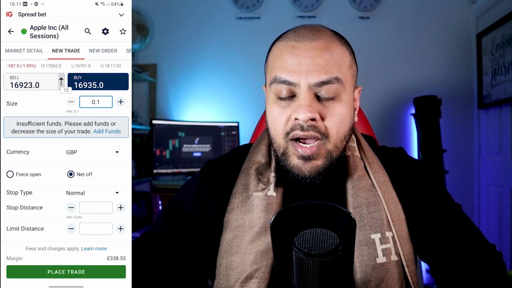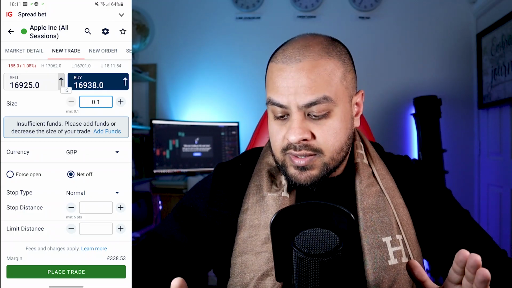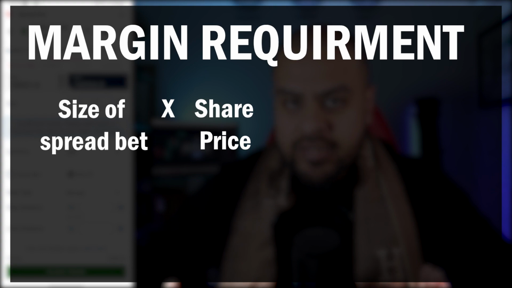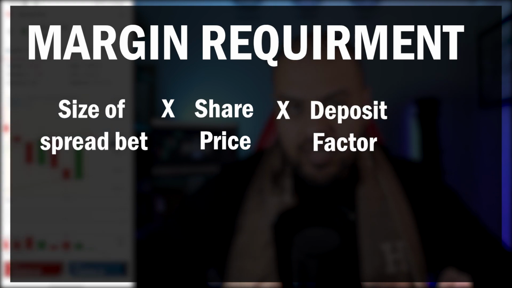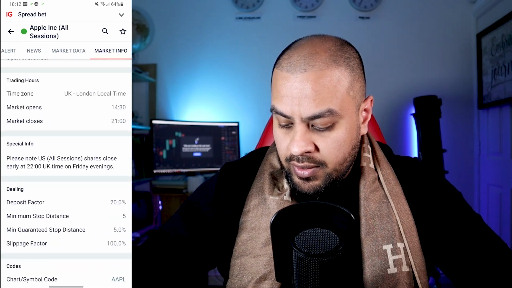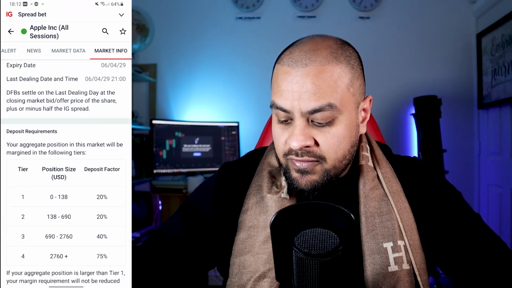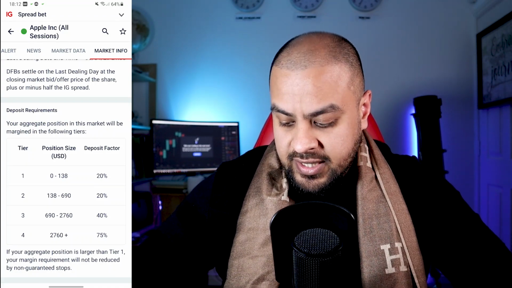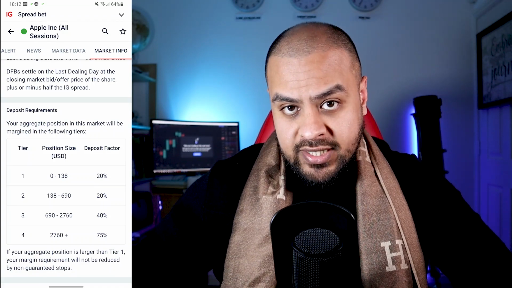Now to work out your margin requirement, all you have to do is this. Your size of your spread bet times the share price times by your deposit factor. So the way to get deposit factor is if you go to market info, and you can see I'm doing a very small size trade between 0 and 138 USD. So the deposit factor is 20%.